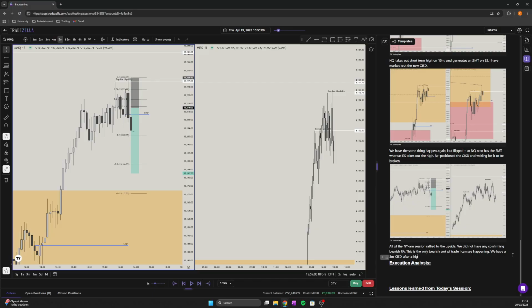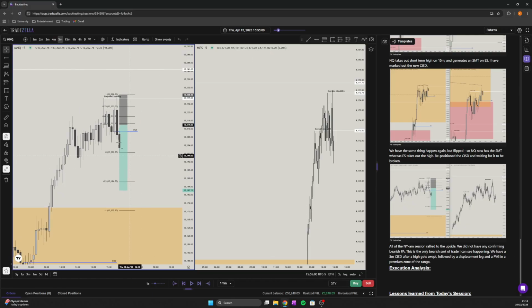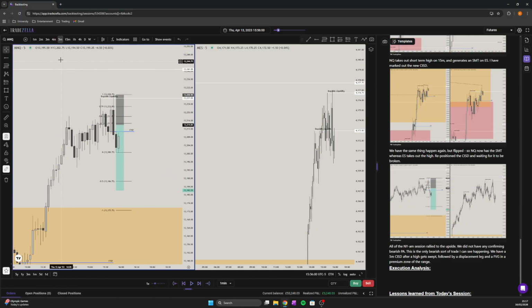After a high gets swept, followed by a displacement leg and a gap in a premium zone of the range. Okay. So let's see if the 5 minute actually even holds. Okay.